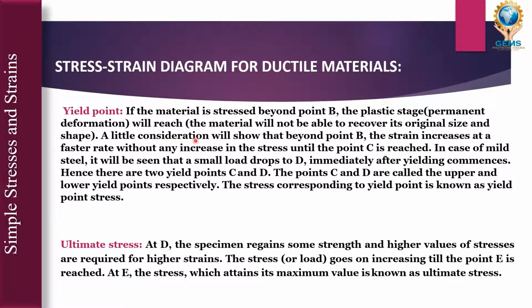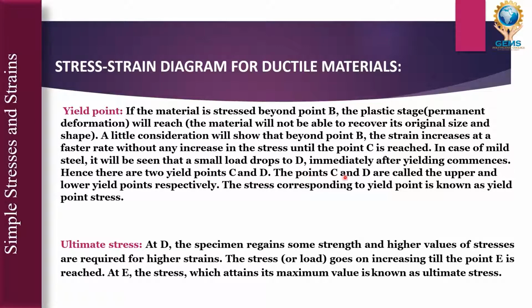A little consideration will show that beyond point B, the strain increases at a faster rate without any increase in stress until point C is reached. In case of mild steel, it will be seen that the load drops to D immediately after the yielding commences. Understand? Hence, there are two yield points, C and D.